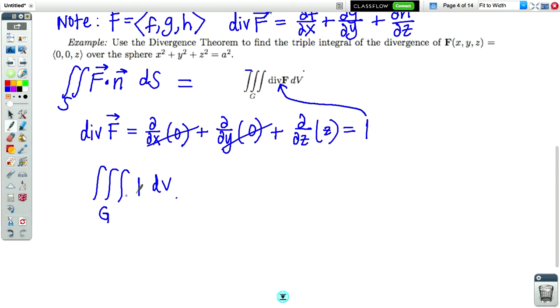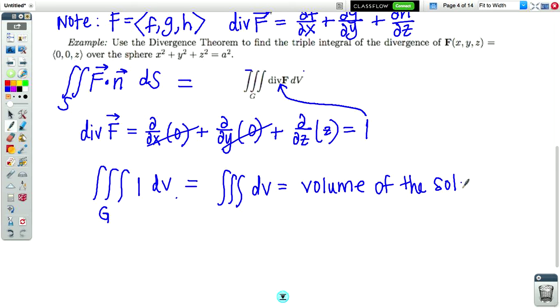It can just be the triple integral of this little volume element. Now, essentially, when someone asks you to find the triple integral of just the volume element, like there's nothing there, it really just means the volume of the solid, whatever solid we're talking about.